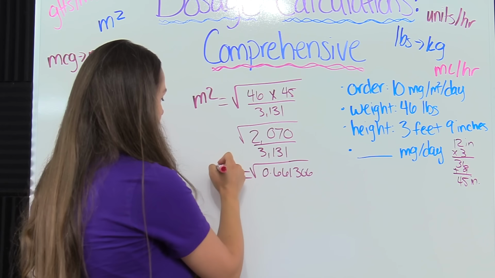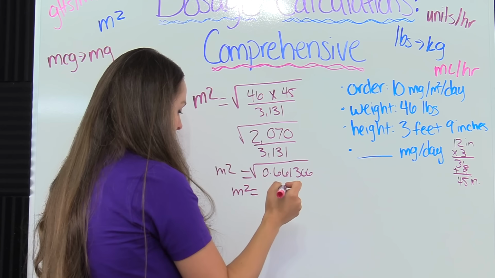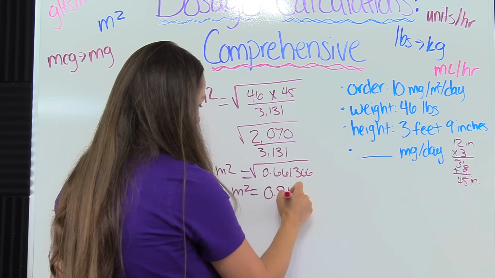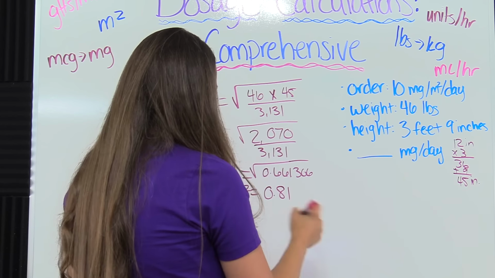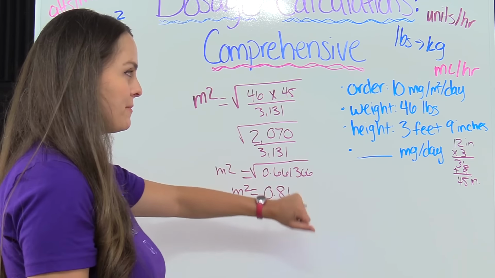So you'd plug that into your calculator. And once you do that, you are going to get 0.81. That's where we're going to round. And that gives us our square meter. So we have that information.